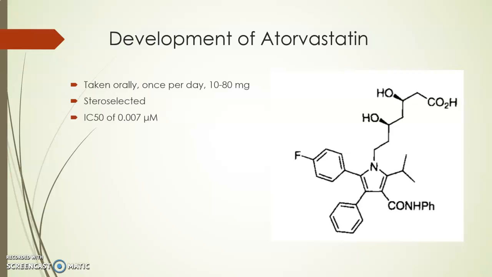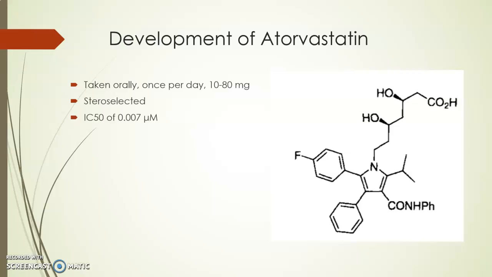So next, what they did was they developed some new chemistry techniques, and they were able to completely substitute every part of the pyrrole ring. And so they were able to put on this amide group with the phenyl ring coming off, and then just the phenyl ring here. And this allowed it to have more binding interactions. And this eventually became atorvastatin. And it's taken orally once per day, 10 to 80 milligrams per dose.